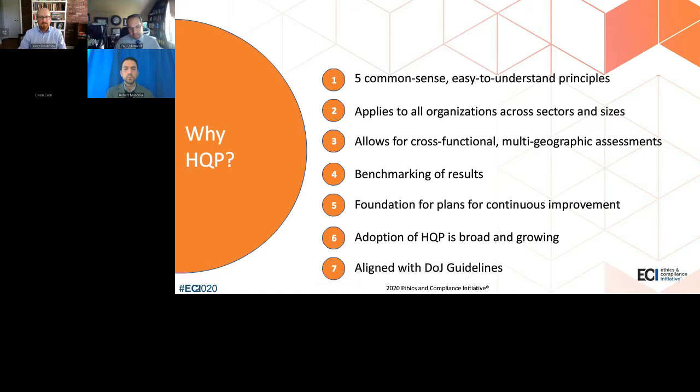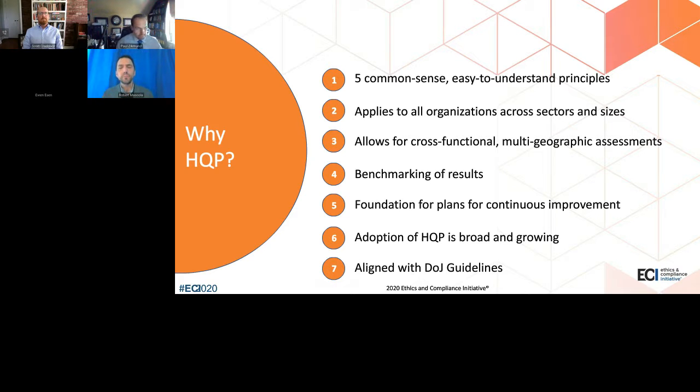And what that means is essentially that if you want, you can assess a geography. You can assess a business unit. You can assess a department. You might want to understand what the ethics and compliance program is like within the HR department or the legal department or a specific business or function such as sales. So it really can be as broad or as focused as you would like it to be.